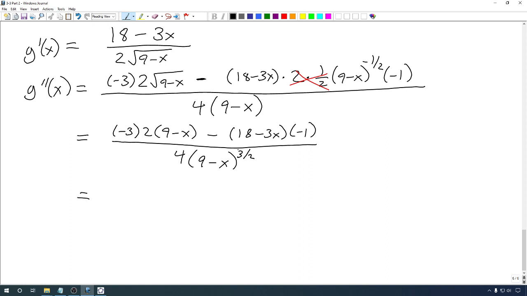Now we do have some like terms. Basically here we had a minus 6 in front of this. We go ahead and distribute that. Here we actually cancel out the minus sign here with this minus sign here. Combine a bunch of like terms. I'm going to leave that to you guys to work out. Turns out what we get is 3x minus 36 with the same denominator. So, a lot simpler than what it could have been. But that is our second derivative.